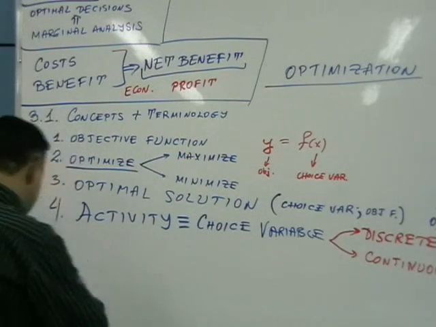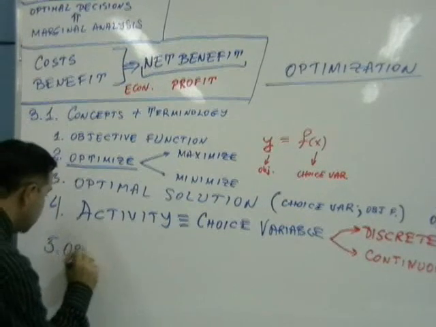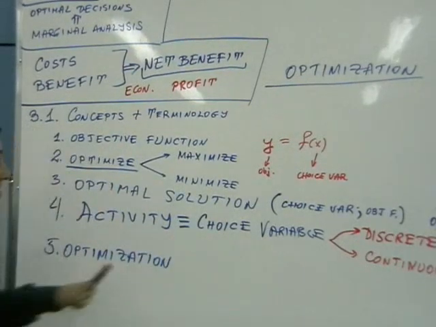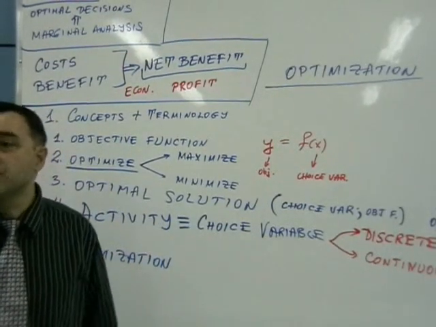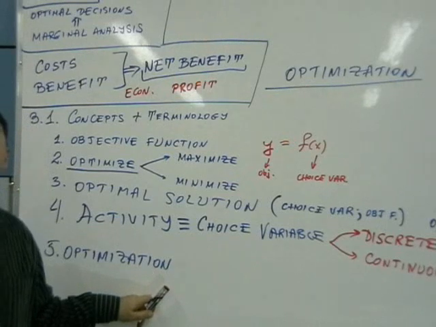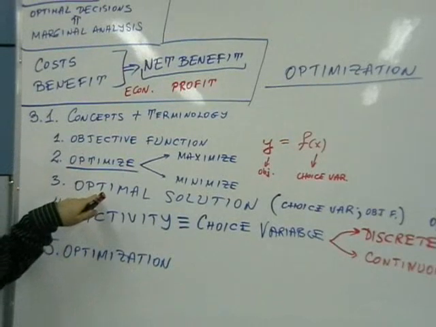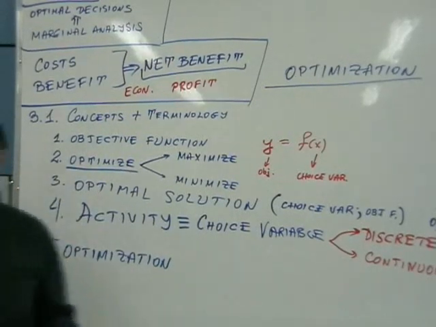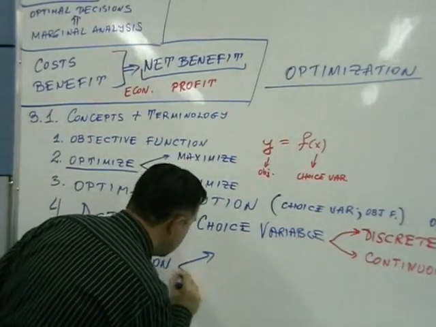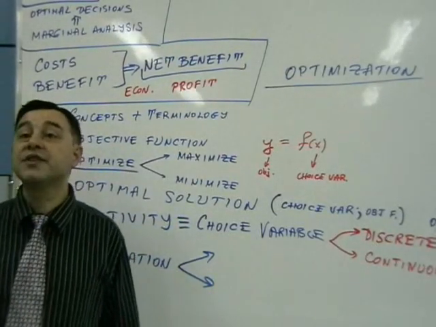Next is optimization. It is essentially, for what we're trying to do here, the attempt or the process by which we find the optimal solution. So optimization is the process. You go through particular steps. Optimization in general has two very important branches.